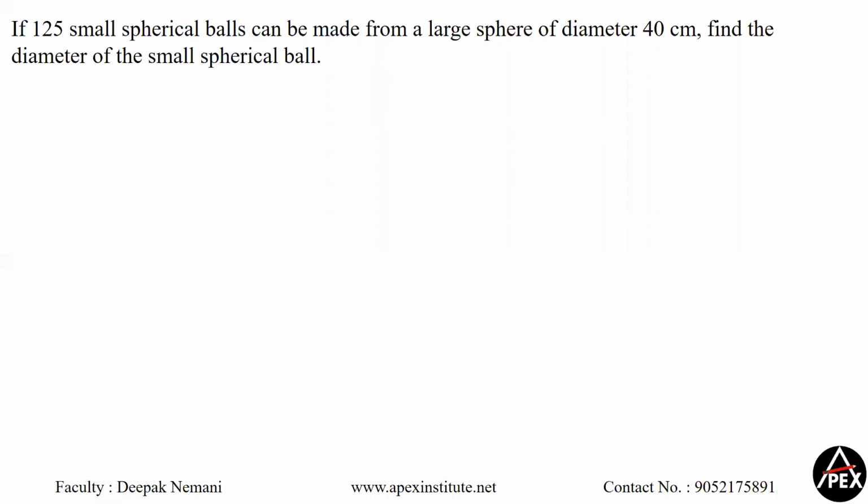Now this is one important model which I have come across in your CRT exams. So 125 small spherical balls are melted and made into a larger sphere of diameter 40 centimeters. Now find the diameter of the spherical balls. Now tell me, if something is melted and recast, what is constant? Volume is constant. So material volume is constant, and hence volume.